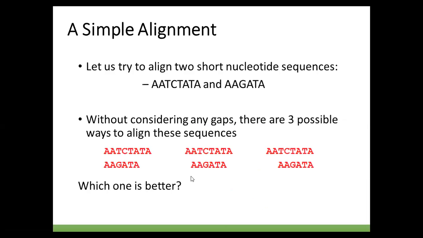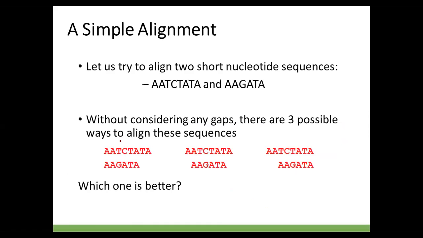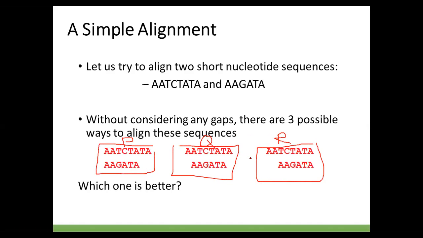So which one do you think is better? Now can you have a look at these 3, and let me know, if I mark them as P, Q, R, which one is better? How can you say which one is better? I will give you 1 or 2 minutes. This set is P, this set is Q, and this set is R. These are 3 alignments: alignment P, alignment Q, and alignment R. Which is better?